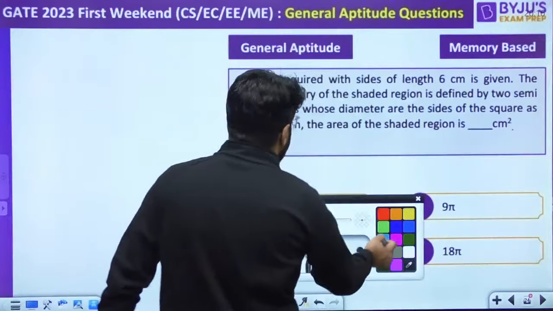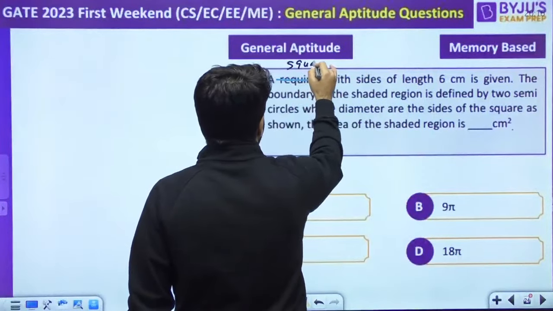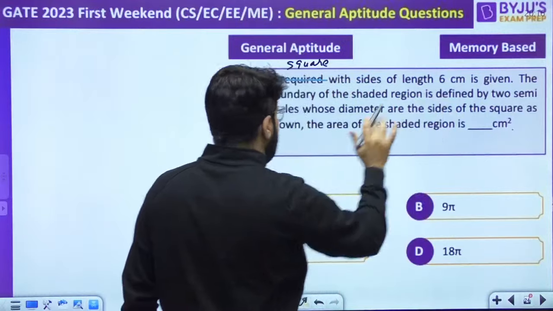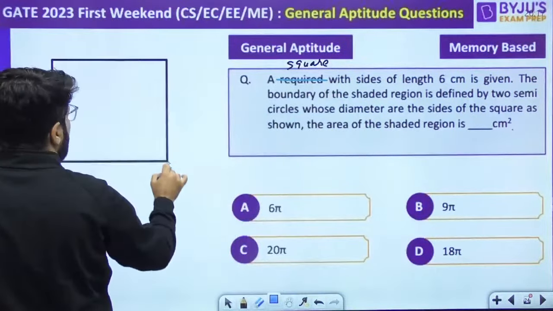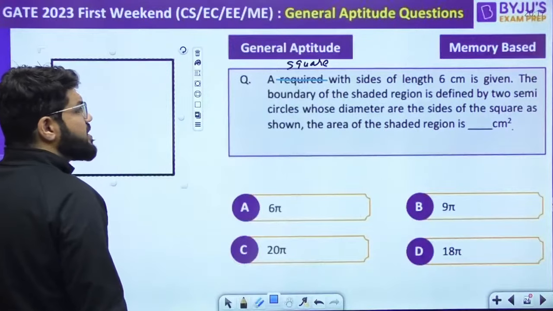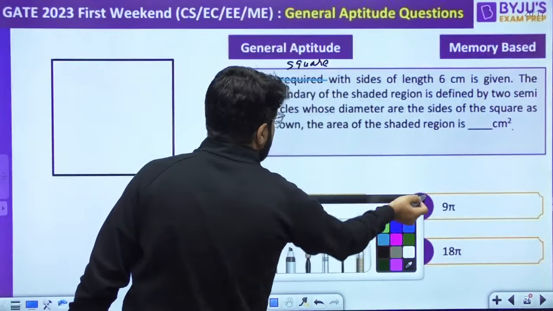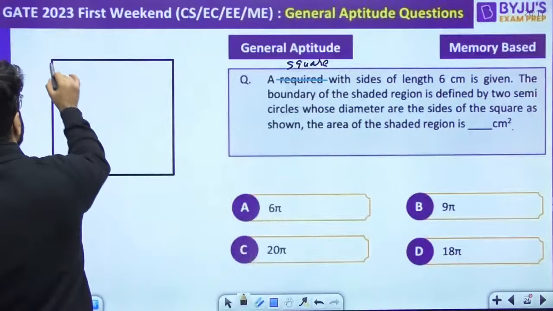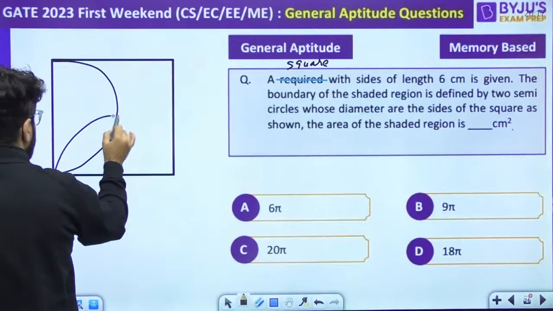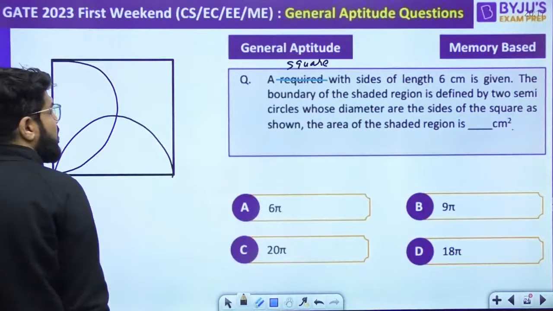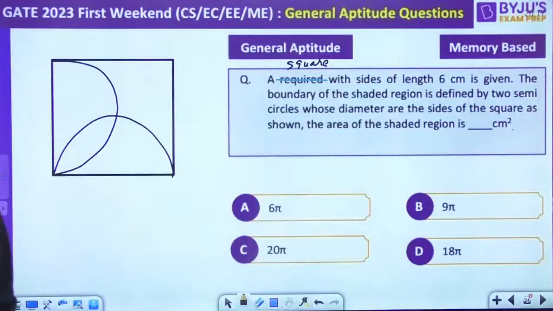There is some typo error here. A square with sides of length 6 centimeter is given, and that square is missing here actually, so I'll draw that. The boundary of the shaded region is defined by 2 semicircles whose diameters are the sides of the square as shown. So take this picture, this is the picture given. What is the area of the shaded region?